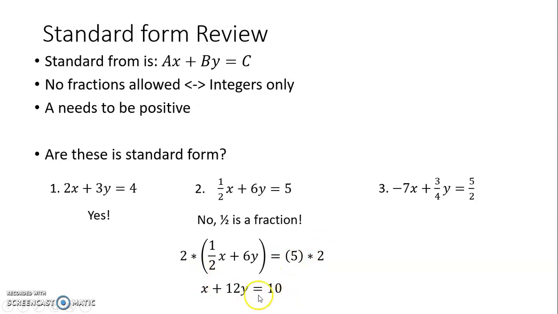5 times 2 is 10. So this one right here is correctly in standard form. Let's fix number 3. So we said no, it's not in standard form. We have both the negative out in front, and we can't have any fractions.